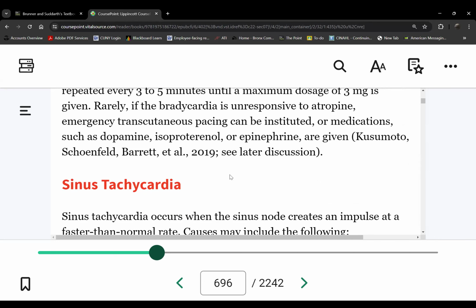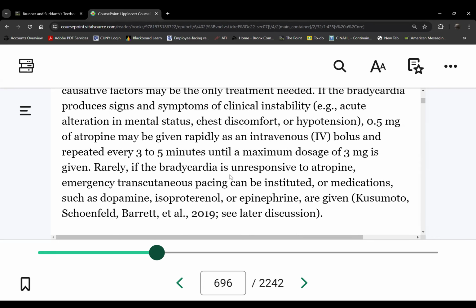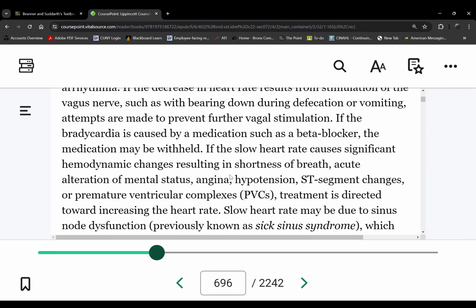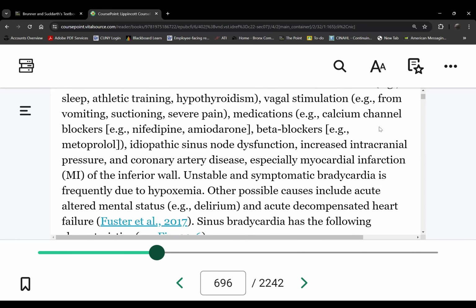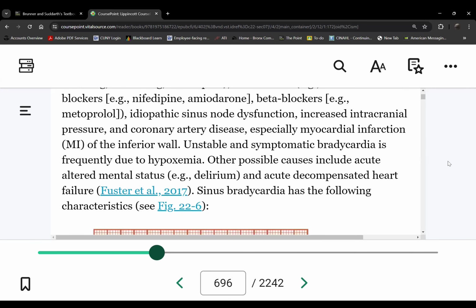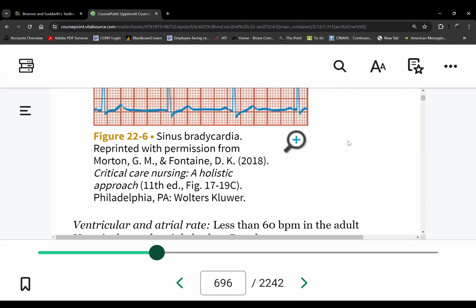Teaching, of course, is what? What do you teach the patient? Depending on the cause, right? So if the patient is, let's say, constipated, then you teach them to take fiber or stool softeners, etc. So you treat the cause. Any questions on sinus bradycardia? Very good.